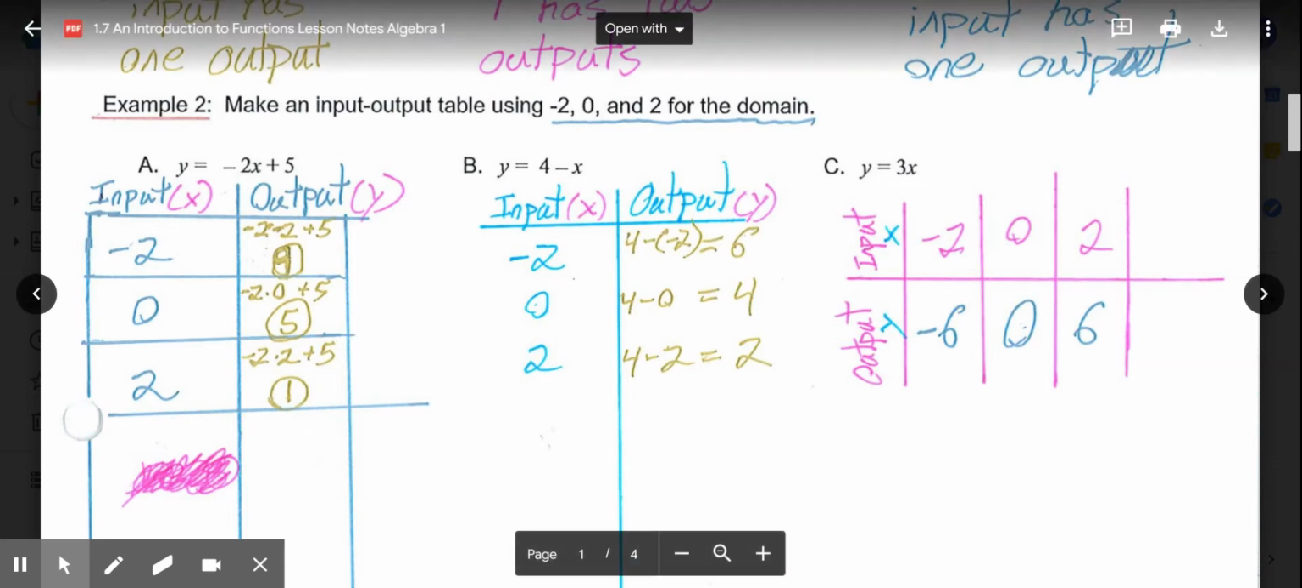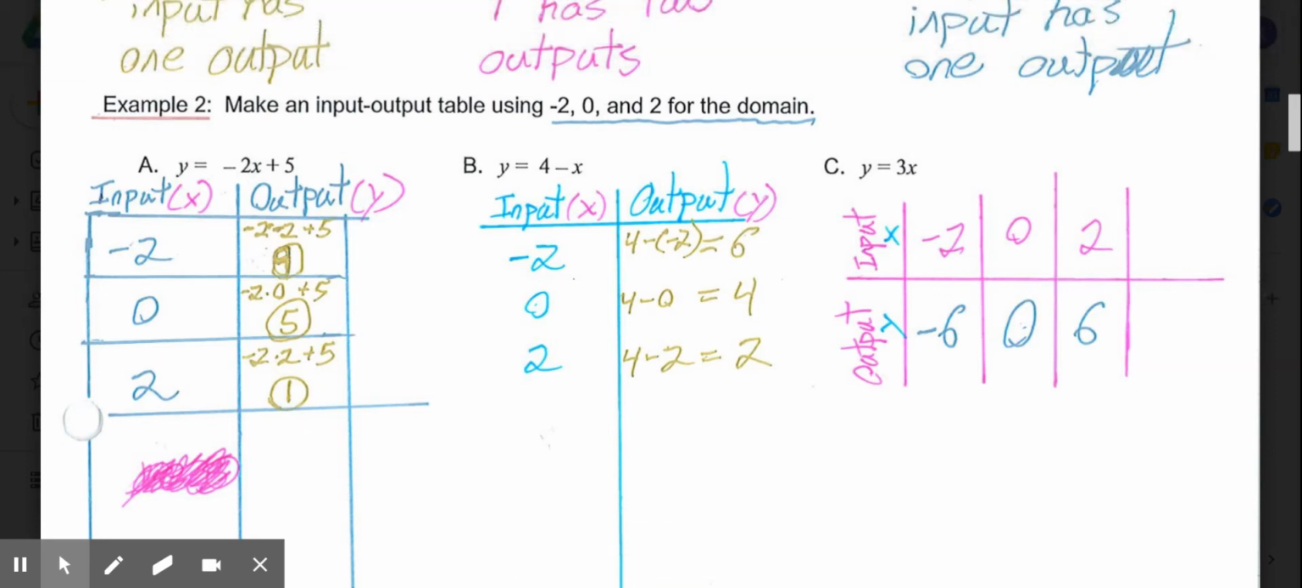Then we plug in the input as 0. So we're substituting a 0 for x. So we have a -2 times 0, which is 0, plus 5. So that gives us the output of 5.